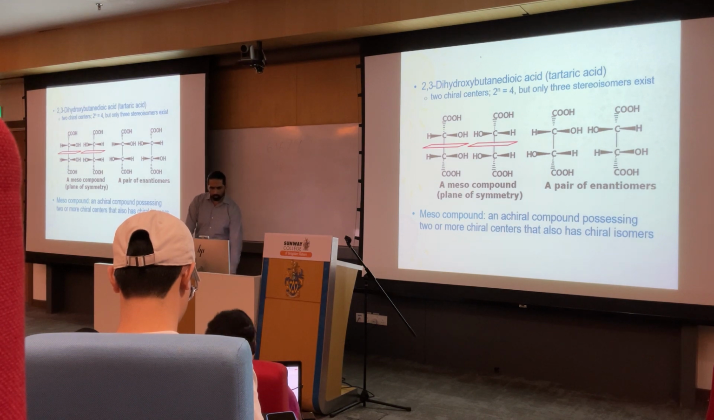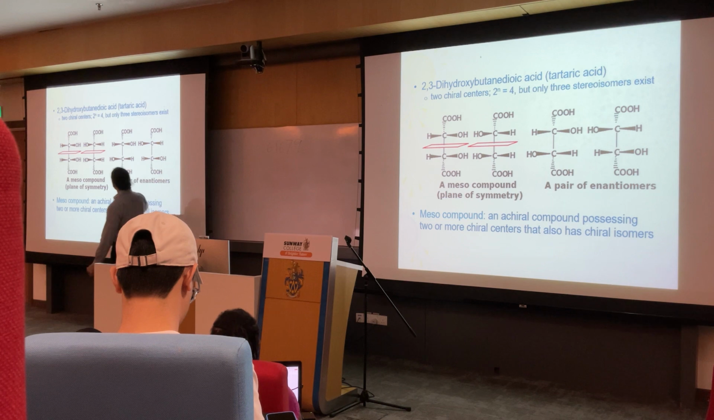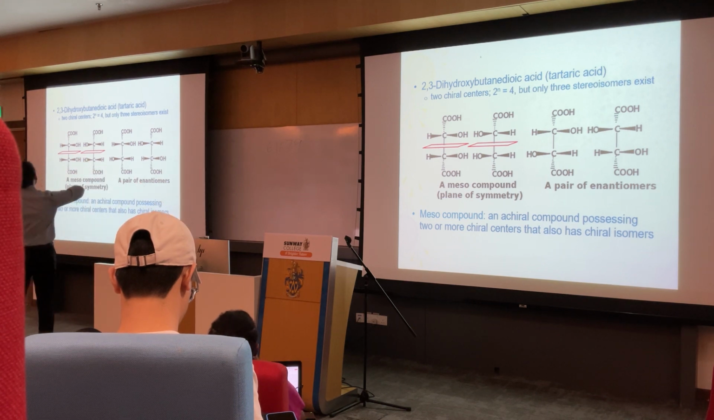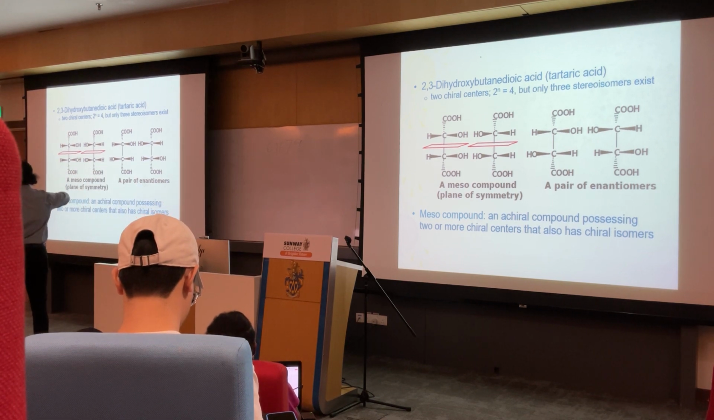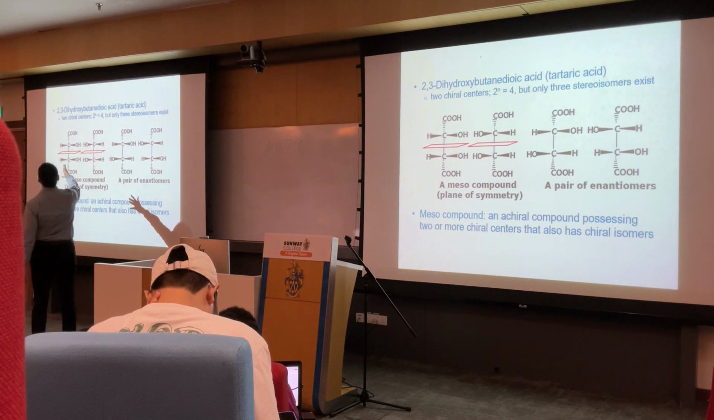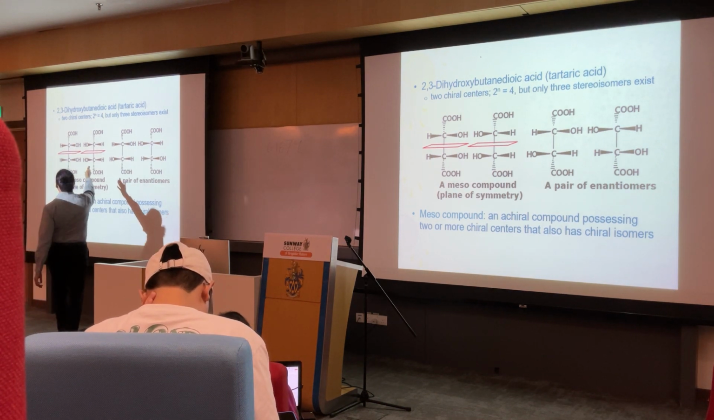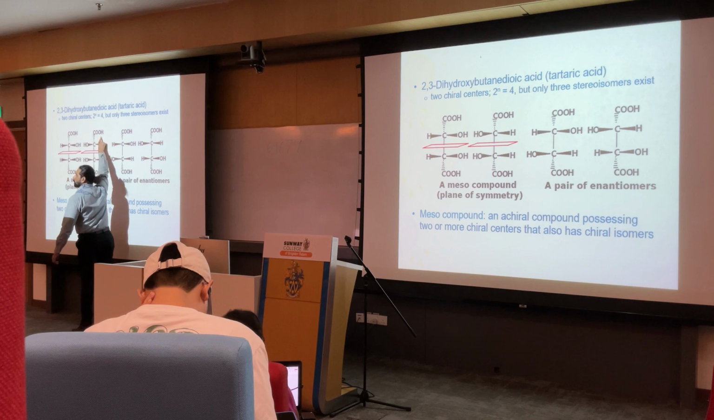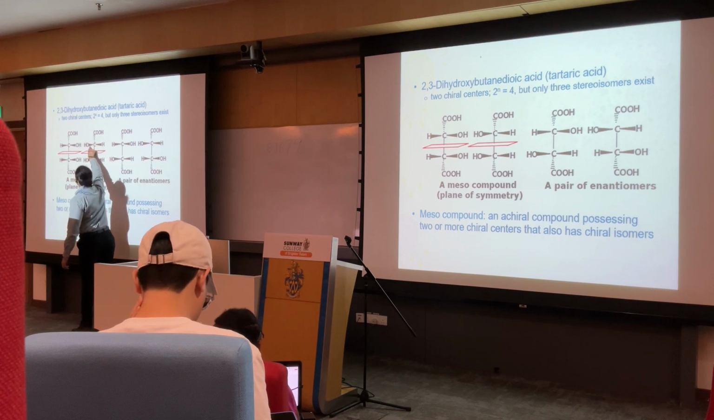Maybe one last example. Right, so dihydroxybutanedioic acid or tartaric acid. So this is the structure of tartaric acid. Then these two are meso because why? Top and bottom are same and groups are on the same side.